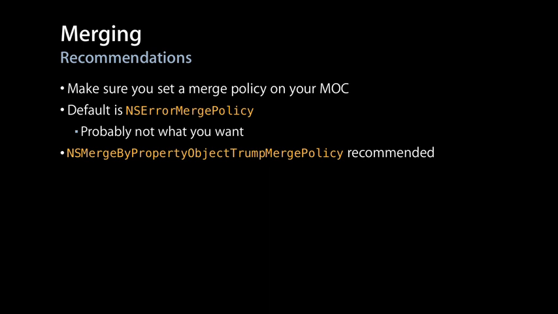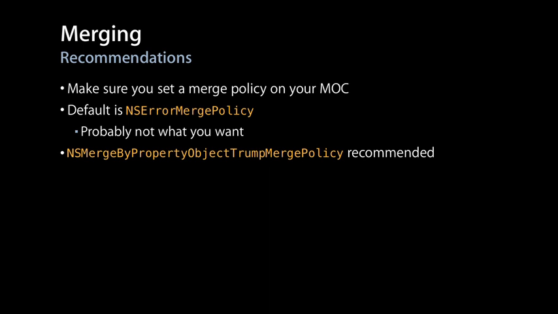Now, when it comes to merging content from iCloud, we have some recommendations on how you should do that. The first is to make sure that you have a merge policy set on your managed object context. So, what is a merge policy? Well, as you're changing content in your managed object context, when you go to save, that context is going to look at your database, and it's going to look at the state of the information in that database. And if it can tell that it looks like things may have changed out from under you while you were manipulating all the information in memory, by default, Core Data will throw an error.